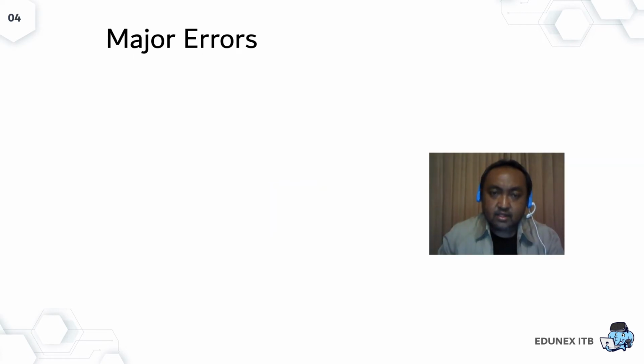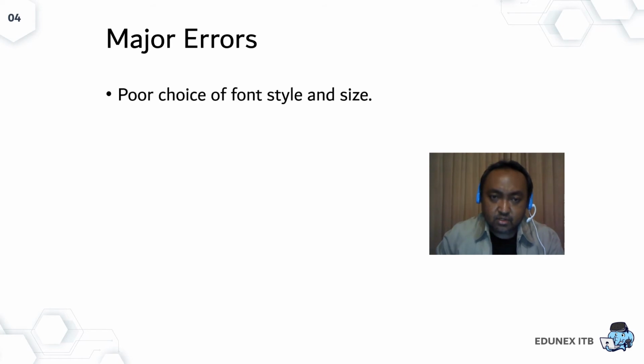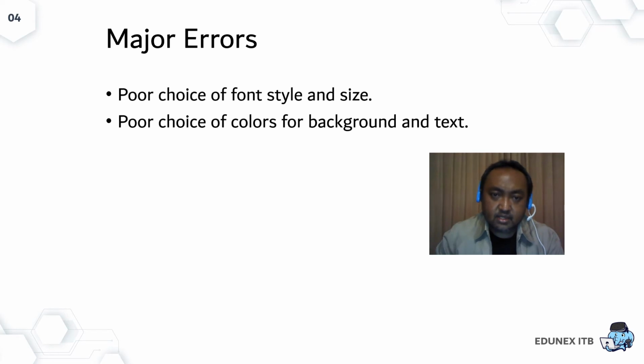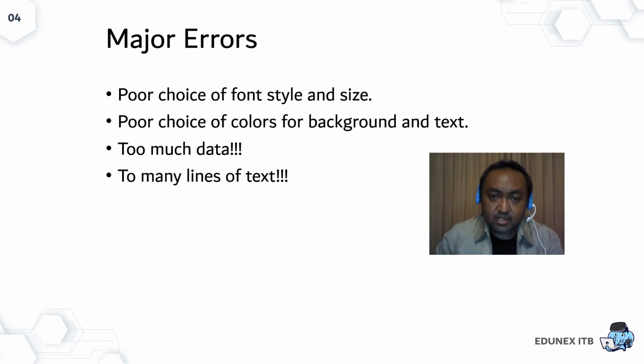And so, what are the major errors in terms of designing a presentation? Sometimes you make a poor decision on the font styles and size, and a poor choice of colors for background and text, and then sometimes you put too many things in terms of the data that you put inside your presentation, and too many lines of text, and then no obvious conclusion gathered from your study.